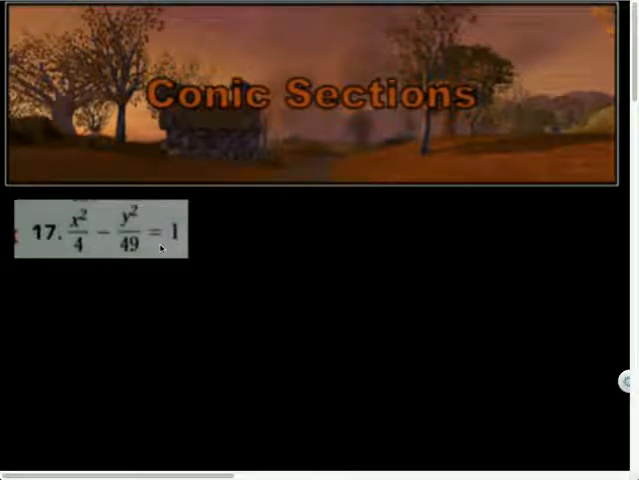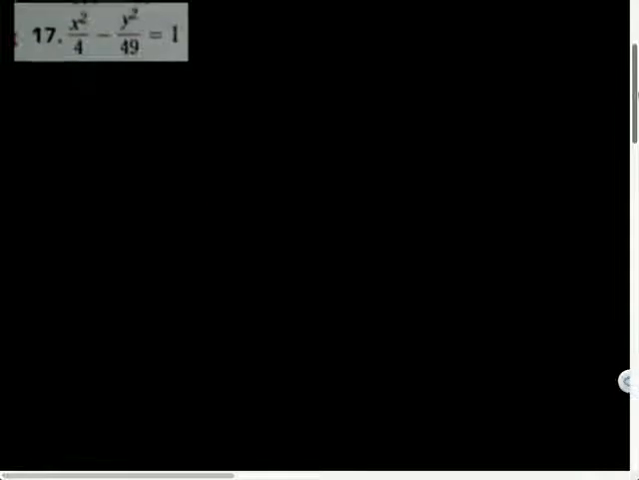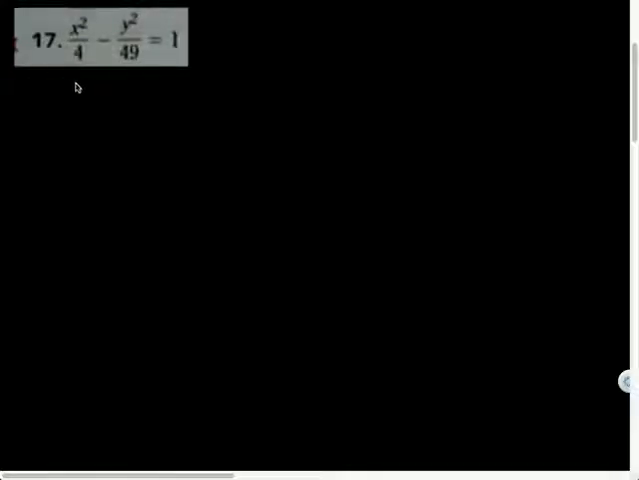And here I've got an equation. I want to find all of the important information about it: the center, the foci, the vertices, the equations of the asymptotes, and the graph. So, taking a look at this, let's try to figure out what information I know. First of all, do you guys think this is a horizontally or vertically oriented hyperbola?